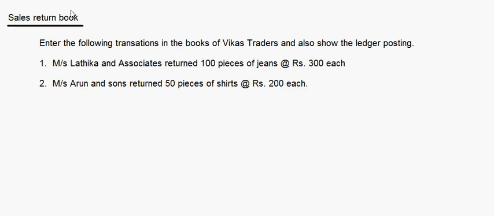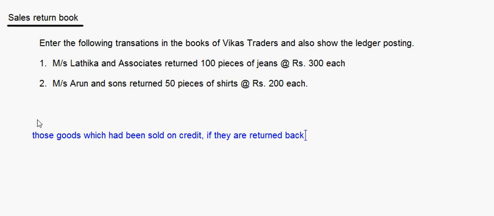Now you have the sales return. Sales return book, as I said, is for credit sales. Those goods which had been sold on credit, if they are returned back, should be entered in the sales return book, or we also call it the return inward book.